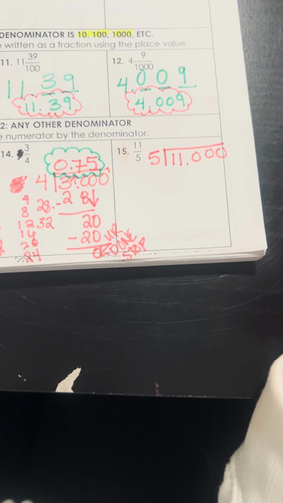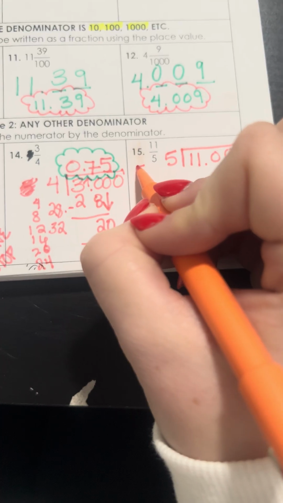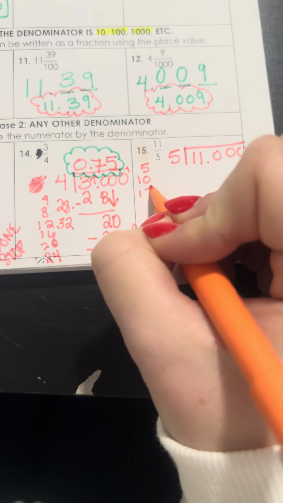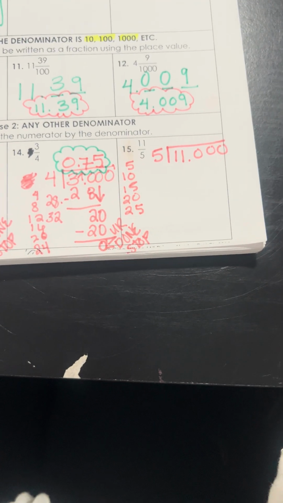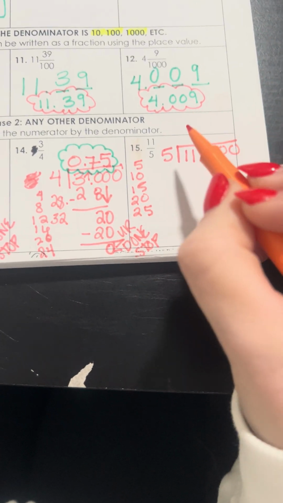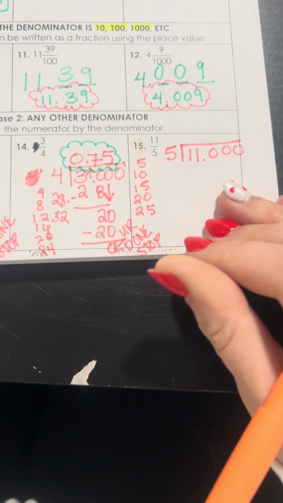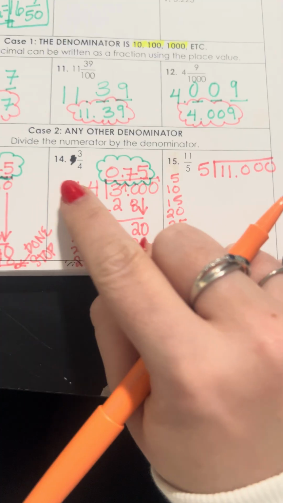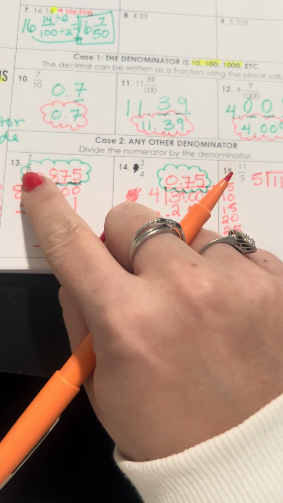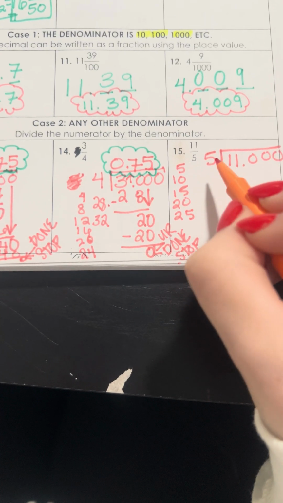Okay, 5s are pretty easy. I don't think we need to skip count, but I'm going to go ahead and do it anyway. 5, 10, 15, 20, 25. If we need to go higher, I will. So we ask ourselves, does 5 go into 11? Well, it actually does, okay? Because this is an improper fraction. See how these are proper? This is improper. It has a bigger top number.